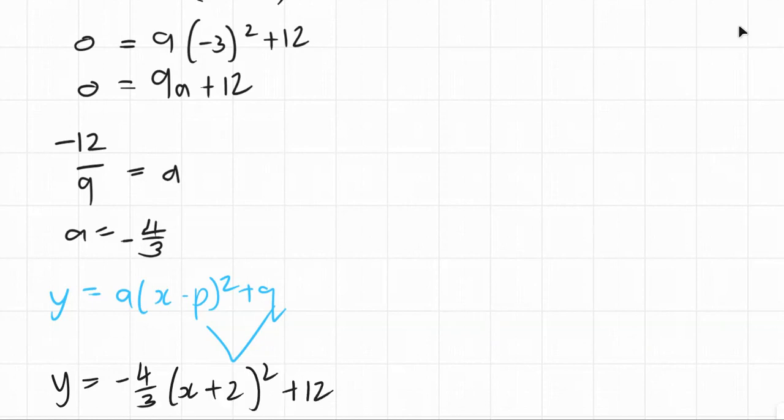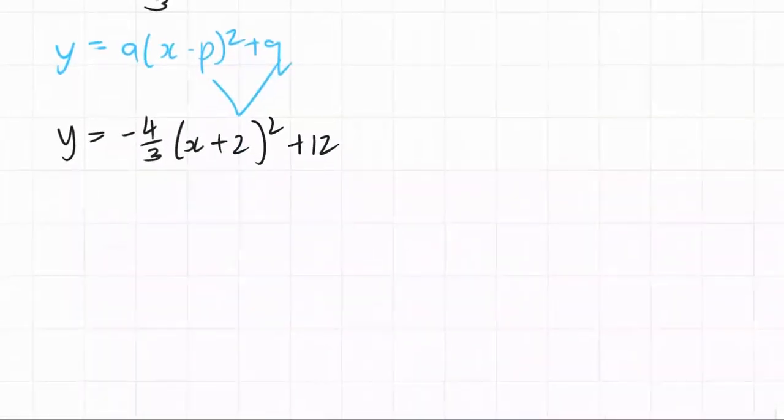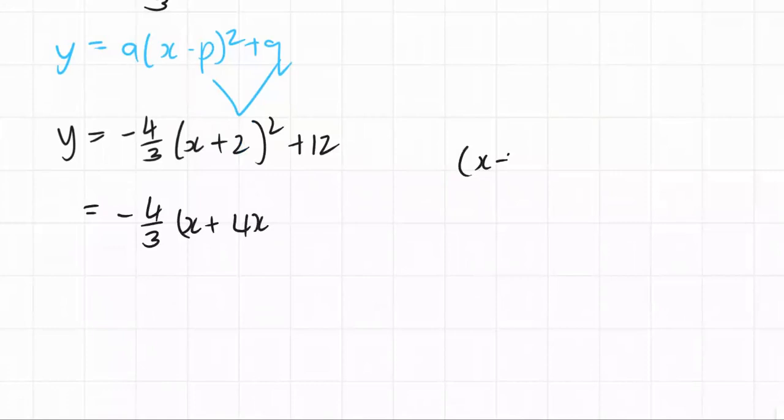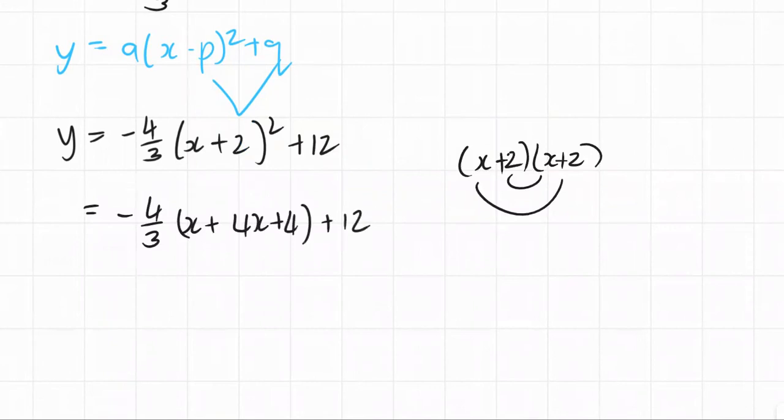Now the last step is to put it in general form. First do the brackets: minus 4 over 3, x squared plus 2 times x times 2, because there's 2 of them. 2 times x times 2 is 4x. When you do outer and inner, there's 2 x's. Plus 4, plus 12. Now I have to times in the minus 4 over 3. Minus 4 over 3 x. 4 times 4 is 16, negative 16 over 3x.